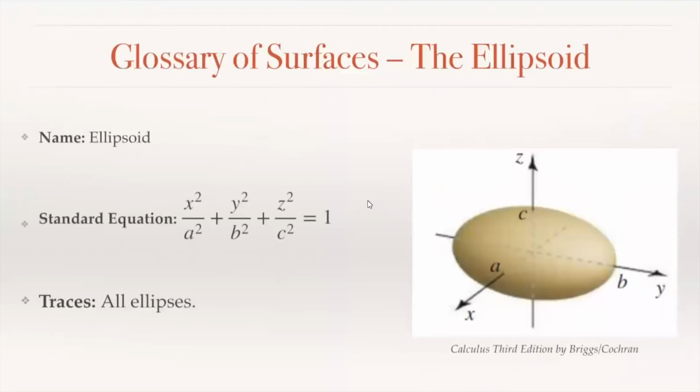Hey, so here's our glossary of surfaces. We are now done with the section, aside from giving names to all of these guys that we have found. So this guy that we began with is an ellipsoid, and the traces are all ellipses. Looks like that.